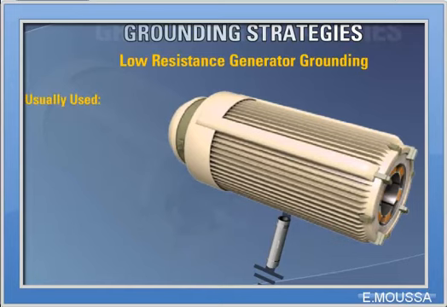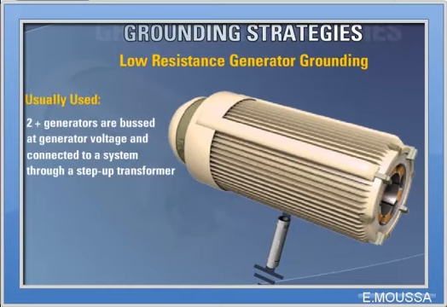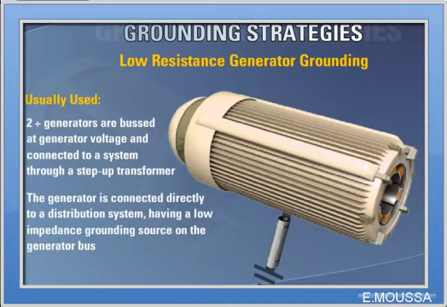This type of grounding is used where 2 or more generators are bused at generator voltage and connected to a system through one step-up transformer. This type of grounding is also used where the generator is connected directly to a distribution system having a low impedance grounding source on the generator bus.